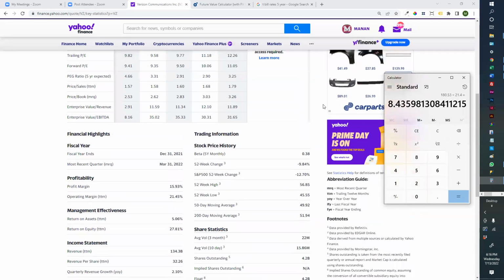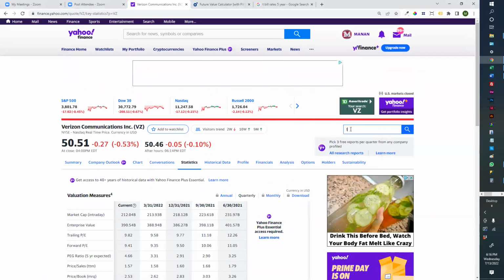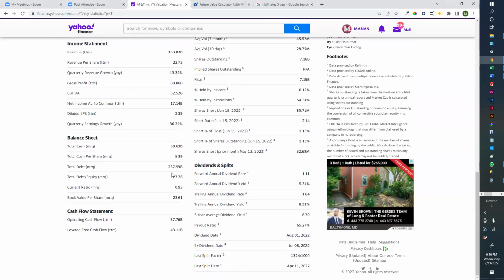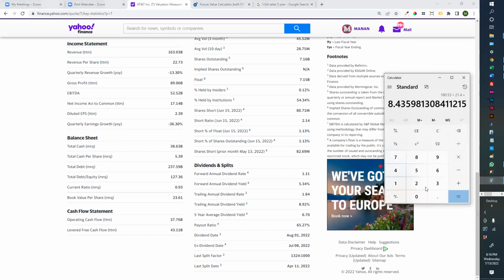If you see the same thing with AT&T, all telecommunication companies have this problem. If you go here, there's good cash. So 237 billion, 0.59 minus 38.63 billion, 198 billion. The net income is 17.14 billion. But they have 12 times more debt. It takes them 12 years. I don't want to go over 5 years.